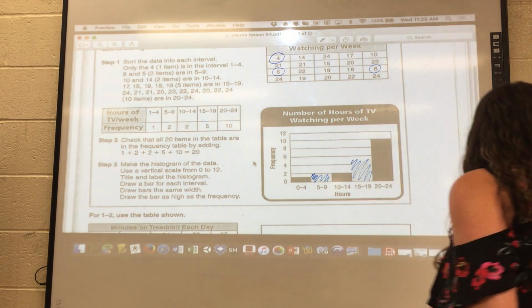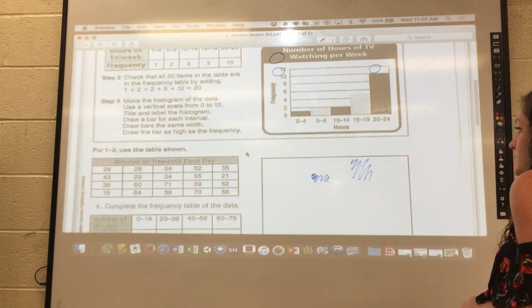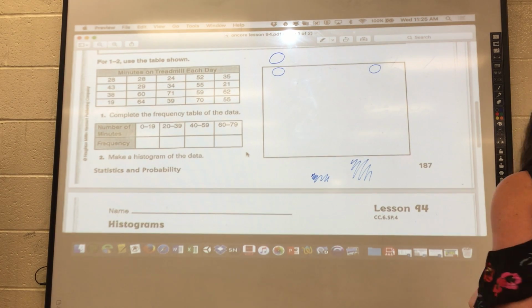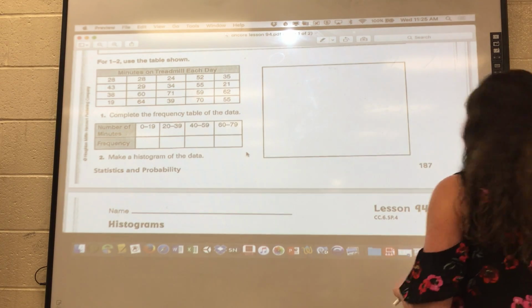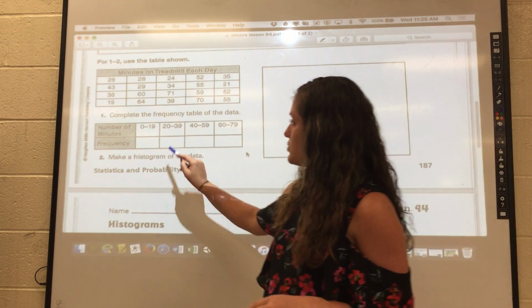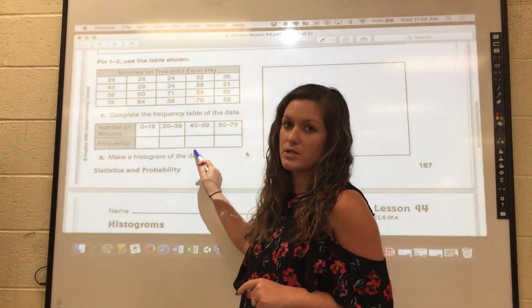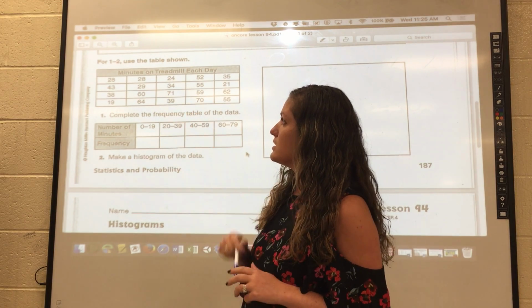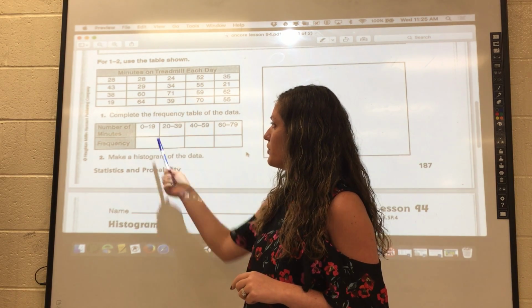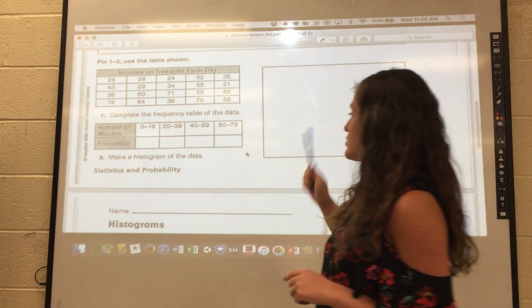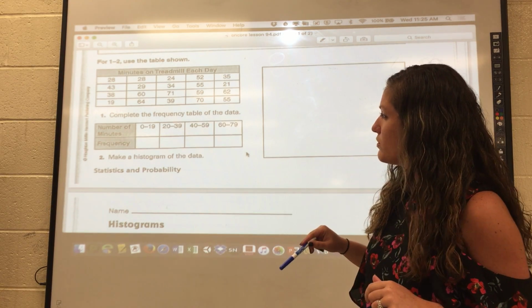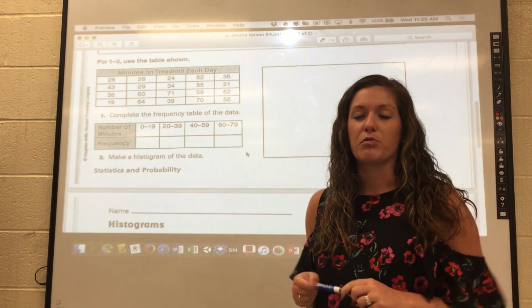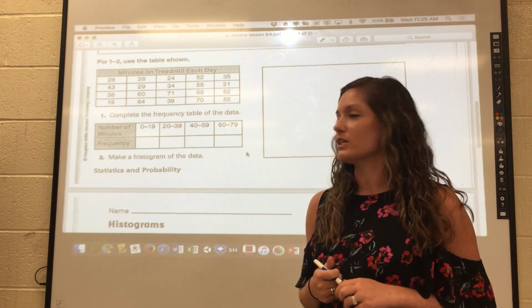Okay? Now let's look at one more example here. We have our table. So we're going to do the frequency table first. We're going to find out how many times these data numbers are occurring within these intervals, and then we're actually going to make our histogram over here on the right. We'll do 1 or 2 of the columns together, and then I'll leave the other 3 or so for you guys to try on your own once you get the gist of it.